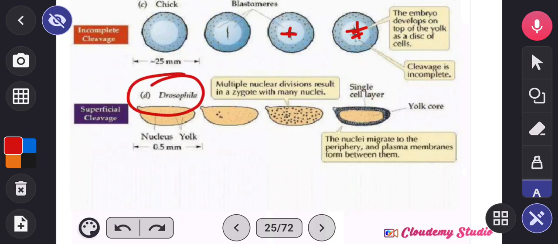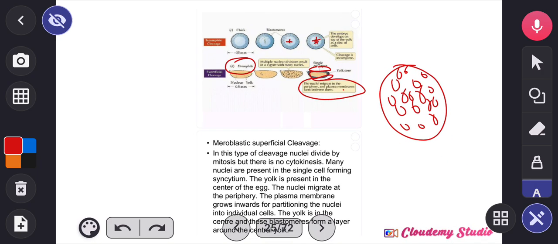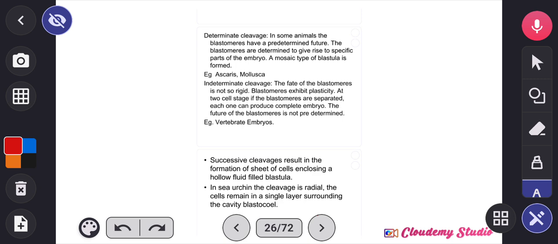There is multiple nuclear division, resulting in zygotes with many nuclei without cytokinesis. There is no division of the cytoplasm, but there is division of the nucleus. The nucleus divides without the cytoplasm being divided. Now the nuclei that are formed migrate to the periphery of the plasma membrane. You understand? And this happens in insects like Drosophila melanogaster. That is an example of an insect in which this occurs.